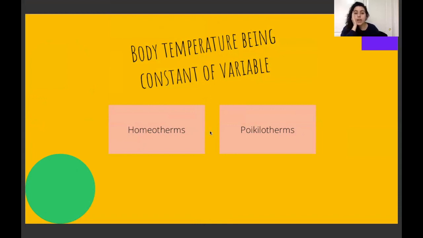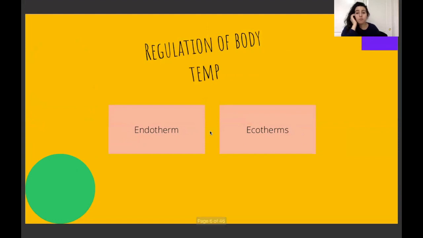Body temperature being constant or variable. We have 2 different categories. We have homeotherms and poikilotherms. Also, I'm really bad at pronouncing things, just a heads up. Okay, we have regulation of body temperature. So we have ectotherms and endotherms. Which ones do we belong in?